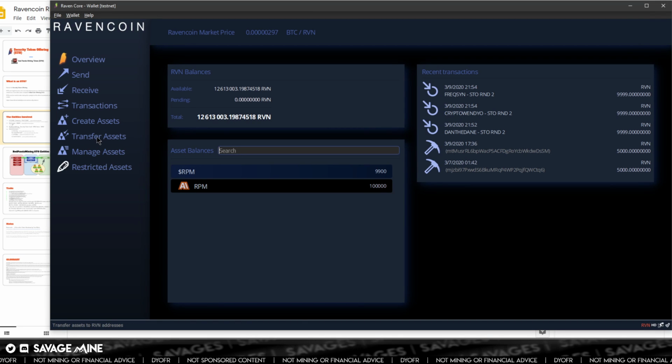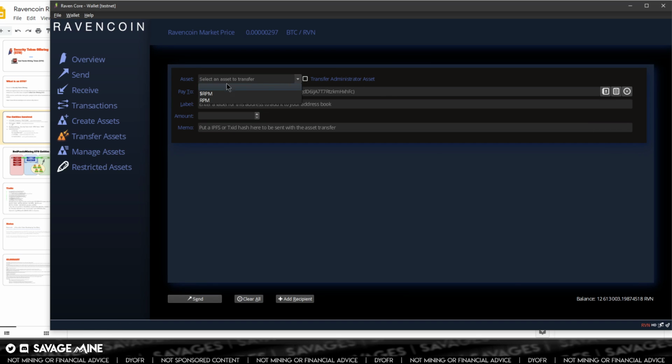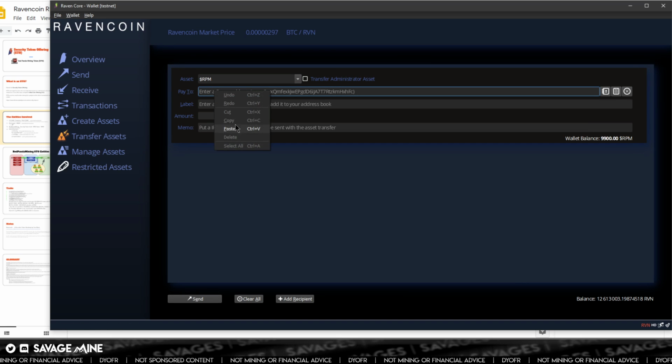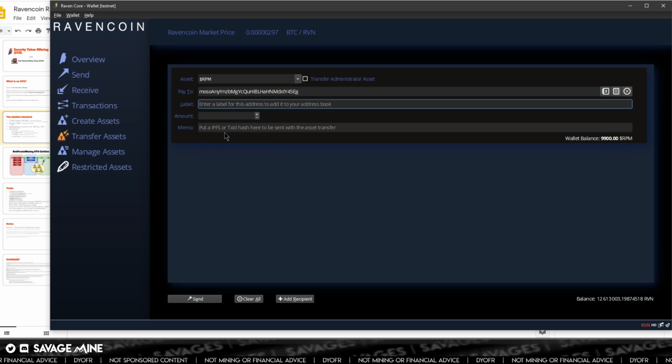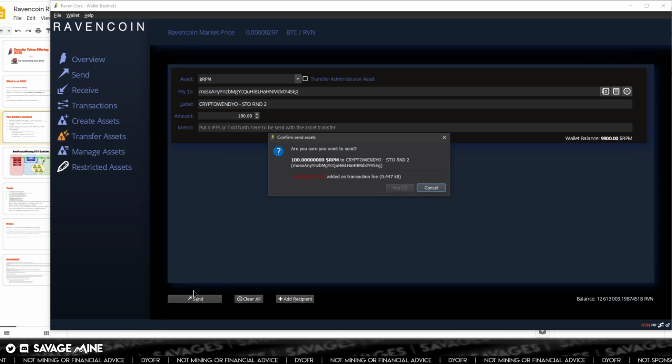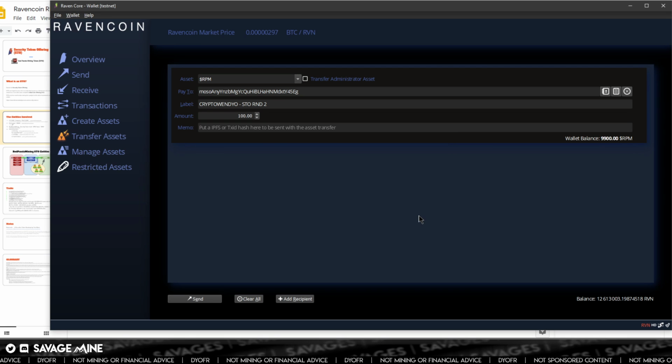And we are going to transfer assets. STO, pay to that address. Enter a label. This was crypto NDO STO round 2. The number she purchased was 100. And then we're going to go send. And see how now we don't get that error. We want to validate our information. We are sending 100. A little transaction fee, so yes.